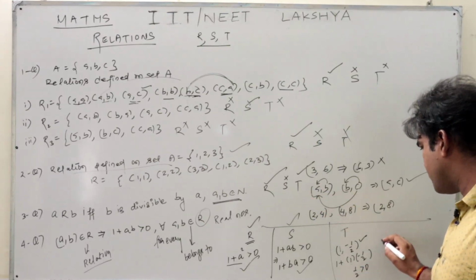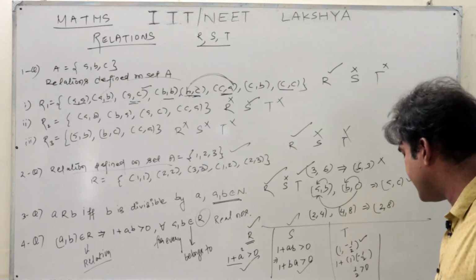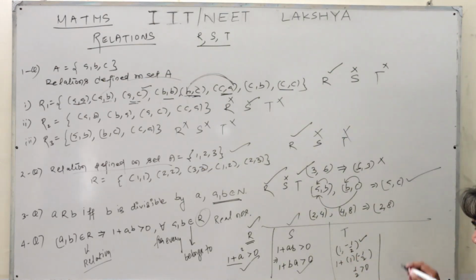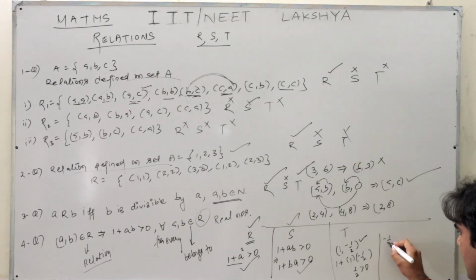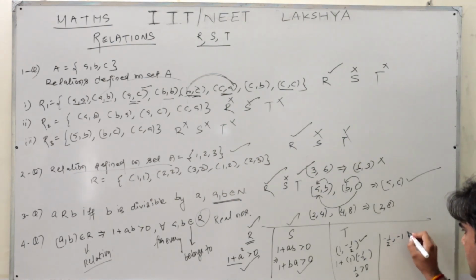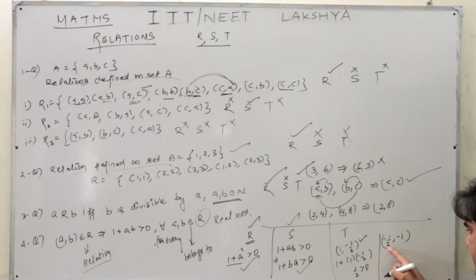This is (a, b). Now let me create some (b, c). The (b, c) I am creating is (minus 1 by 2, minus 1). This is satisfying the condition. So 1 plus the product of minus 1 by 2 and minus 1, which is 1 by 2, gives 3 by 2. That is also greater than 0. It means if (a, b) is there and (b, c) is there, then (a, c) should also be there.